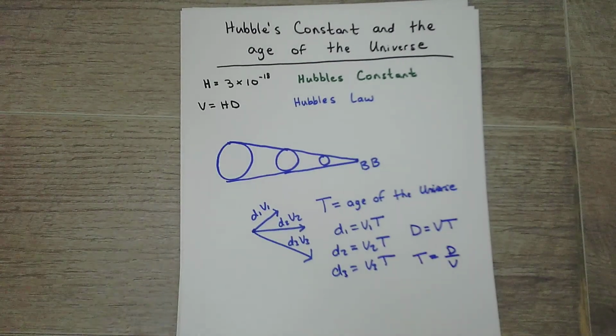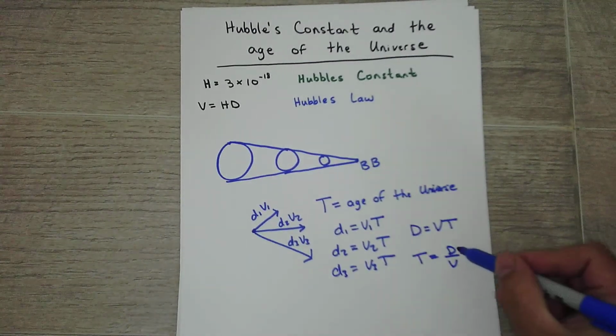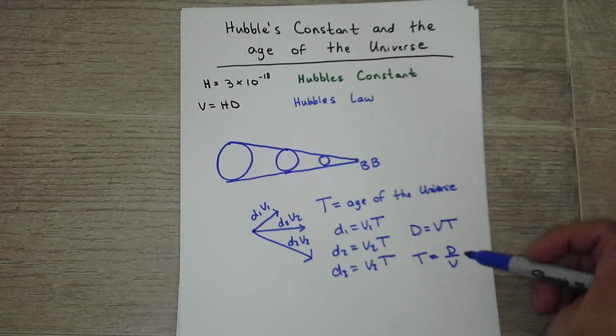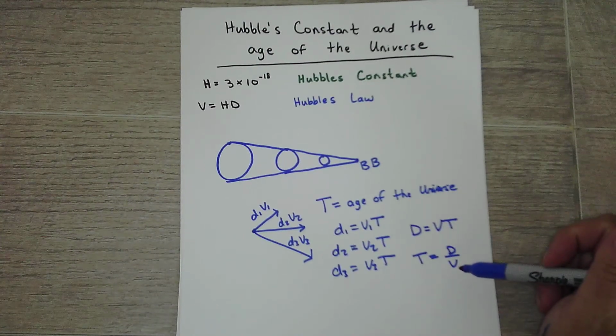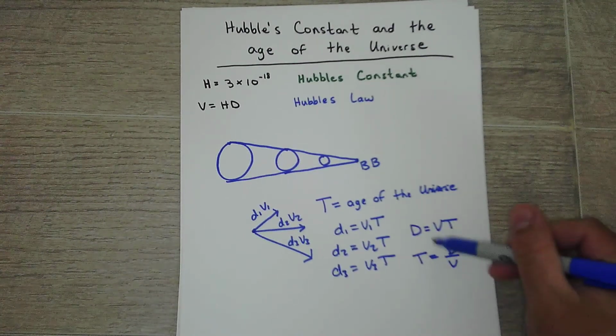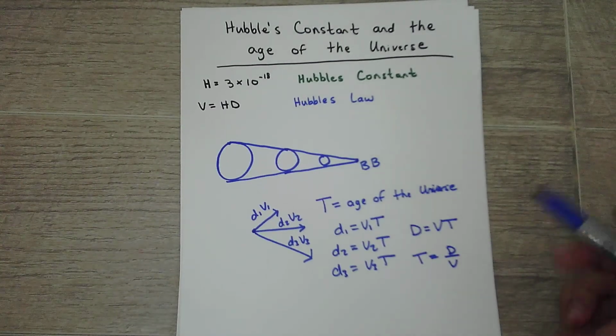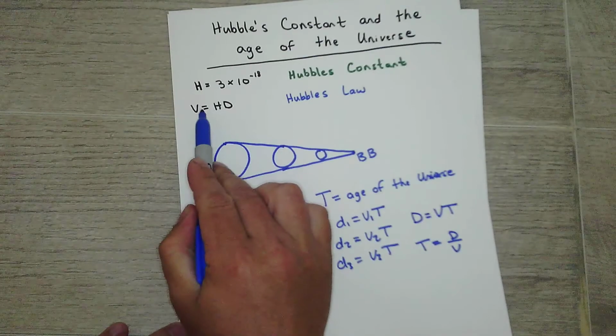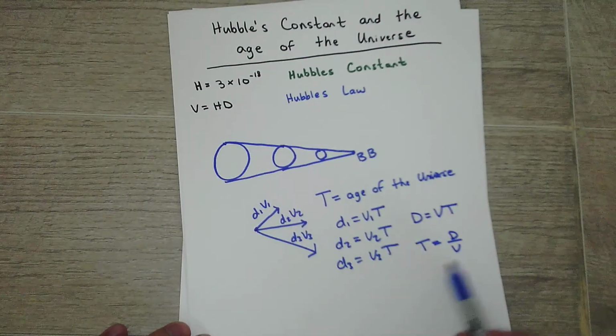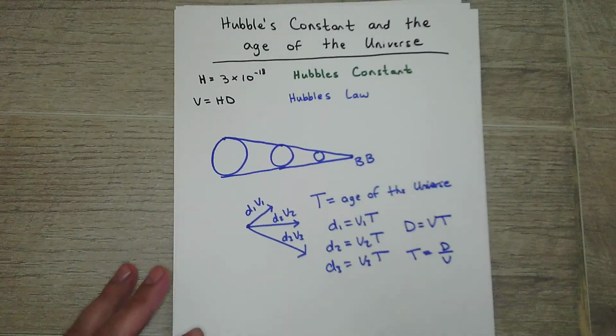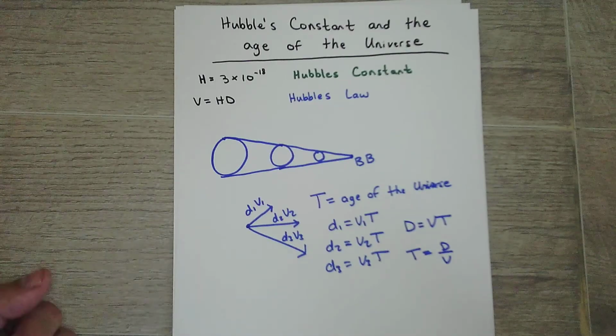The age of the universe is distance divided by velocity. So if we know the farthest object and we know its velocity, we could calculate the time it's been traveling, which would be the age of the universe. But that might be kind of hard, because once you find a distant object, how do you know that's the farthest object?